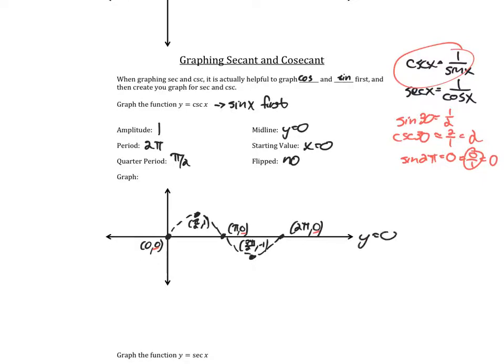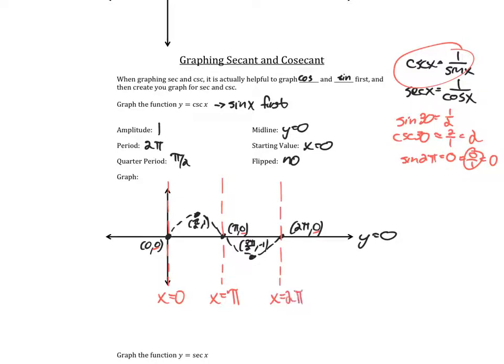So at any of these points, I'm going to go back and label the midline. At any of these points where the sine graph hits the midline, I'm going to get undefined values for cosecant. If you remember back to your rational functions days, when you divided by 0, you had something undefined. Graphically, those created vertical asymptotes. So what we're going to have here are vertical asymptotes at 0, at pi, and at 2 pi.